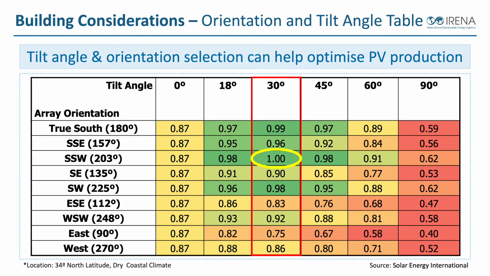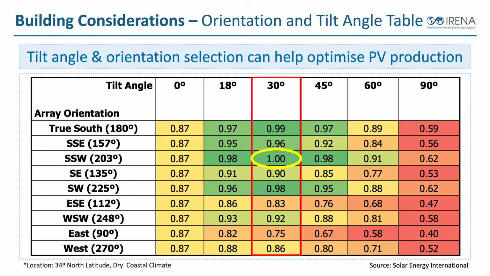So this is an orientation and tilt angle table. So tilt angle and orientation selection can help optimize PV production. What we're looking at here, this is just a sample, okay? So you can generate a table like this for any location, and this table is going to be based on, in this case we see here, a 34 degrees north latitude dry coastal climate location. So we just selected a location to show you an example here.